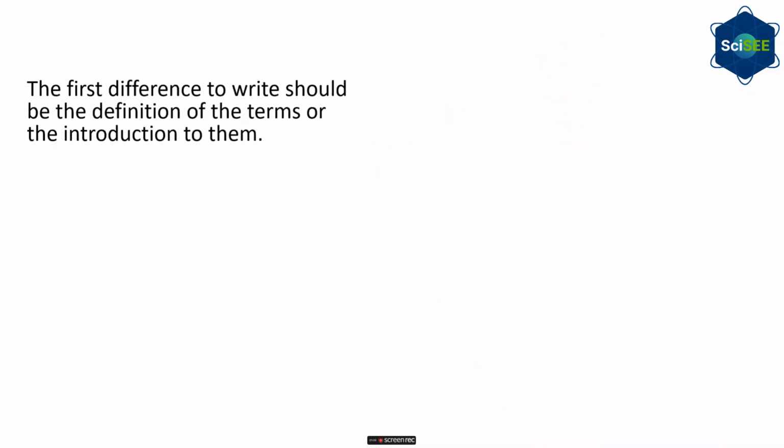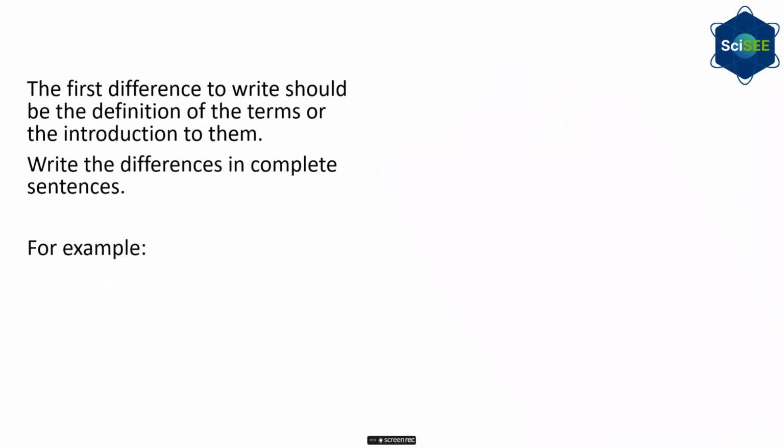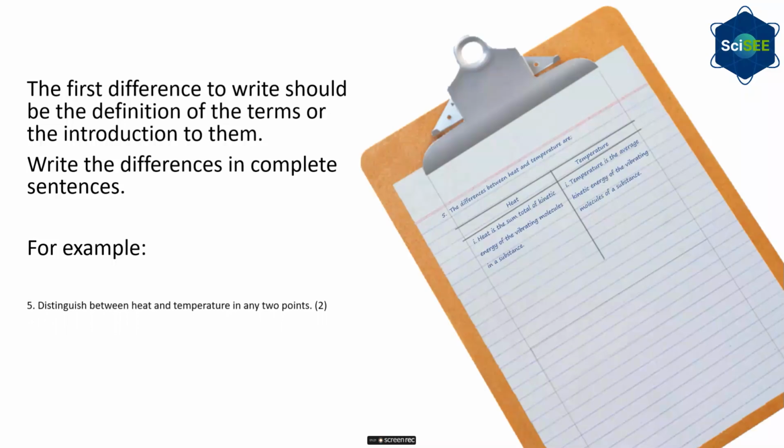The first difference to write should be the definition of the terms or the introduction to them. Write the differences in complete sentences. For example, 5. Distinguish between heat and temperature in any 2 points. The second difference can be any one, but it should always indicate a characteristic feature or property of the term.